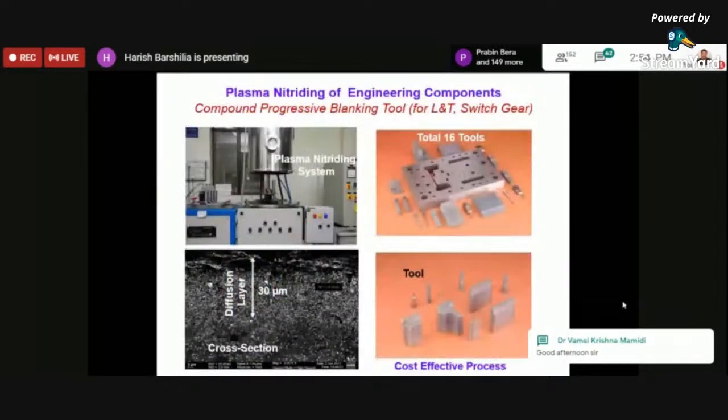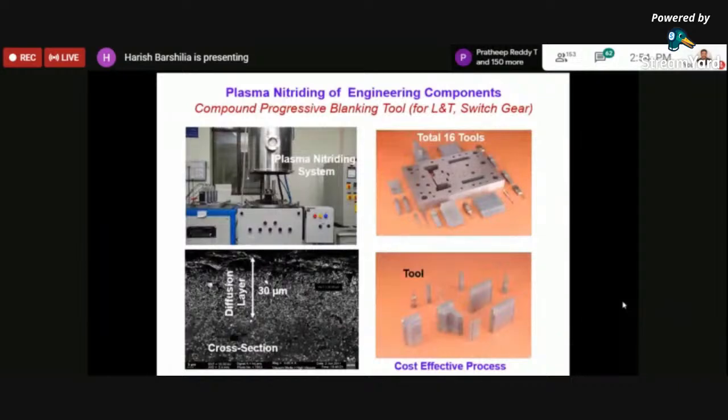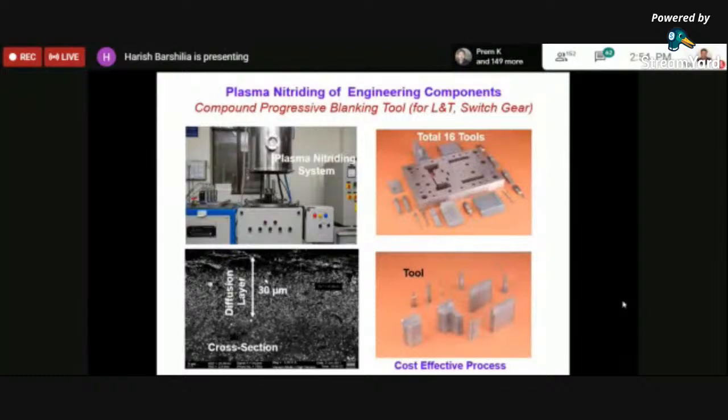Now the other aspect is whether you can have some sort of surface modification. Yes, the answer is yes. For example, on the right hand side, you can see a lot of stamping tools which are being used for, like, L&T Swiss gear. If you want to make that, you need to have these kinds of stamping tools.